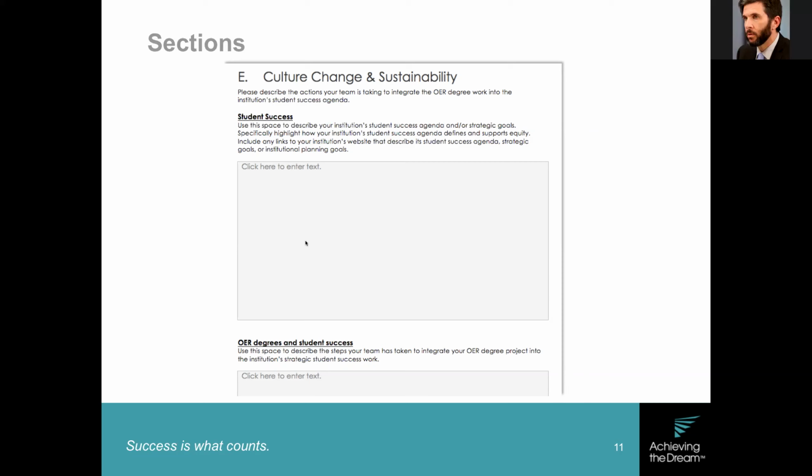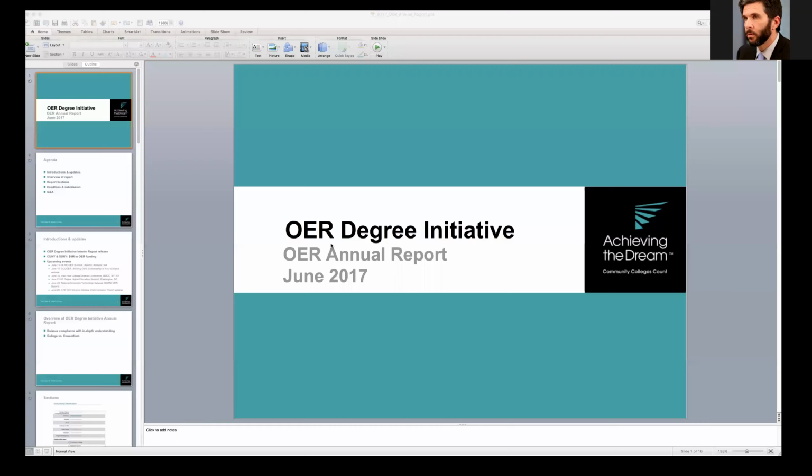I'm sorry, so the first section is around your student success goals. The second section is around how have you connected this OER degree effort to your student success goals. Sorry about that. Let us know what your institution is working on as far as student success goals, and then how are you linking it up to this project, are you successful at doing that, and what are some of the challenges around that?